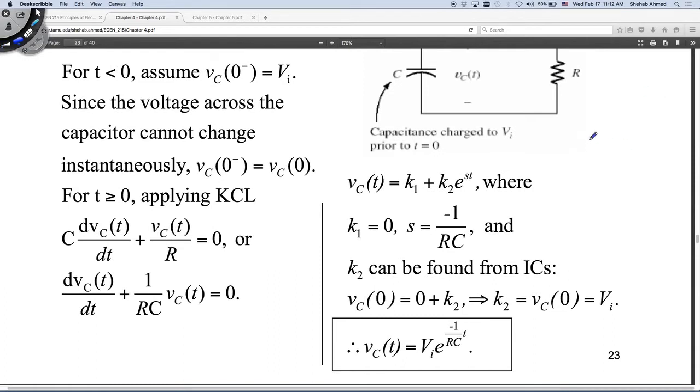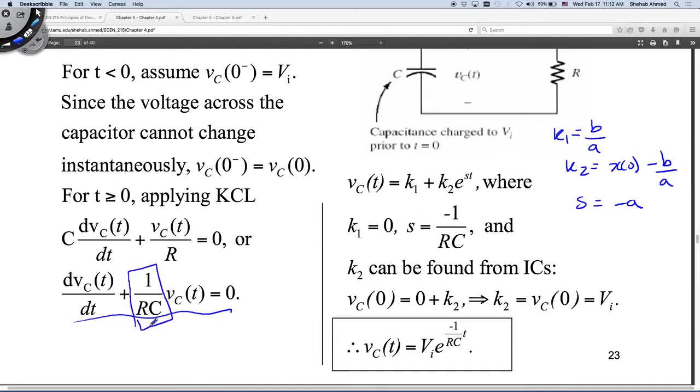So our cheat sheet box says that the solution to this differential equation is in the form of K1 plus K2 e to the st, and the box says that K1 is equal to B over A, and K2 is equal to x of 0, the initial condition, minus B over A, and that S is equal to minus A. This is our A term, and this is our B term.